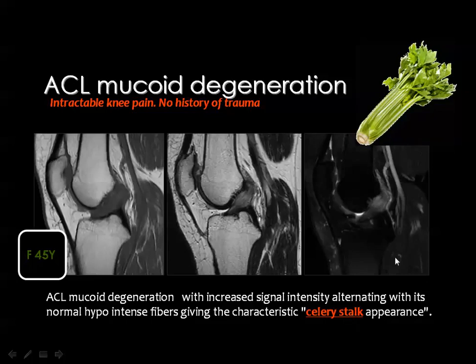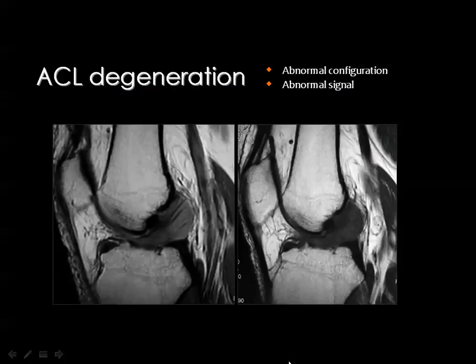And if you look here, you can see that the ACL is swollen, and in the T2 weighted image and also in the STIR image, you can see some of the intact fibers similar to this appearance, which is diagnostic of mucoid degeneration. This is another example, the proton density and the T1 weighted image. The intact fibers are better appreciated in the proton and T2 weighted images. The ligament is markedly swollen and is of abnormal signal. This is diagnostic of ACL degeneration.